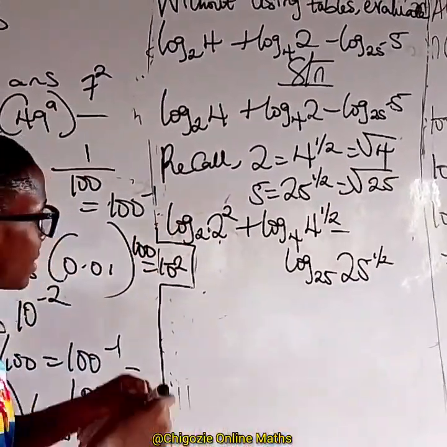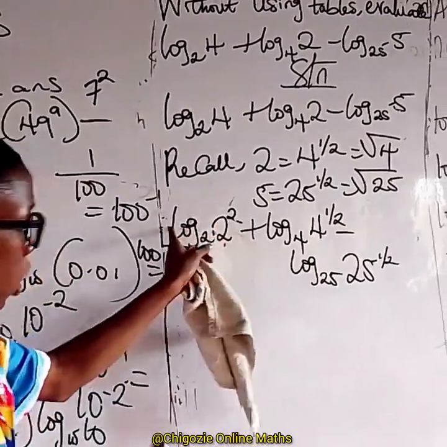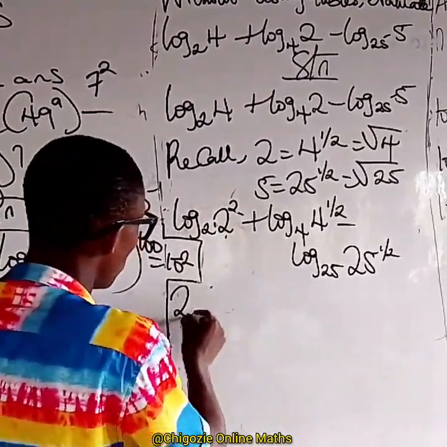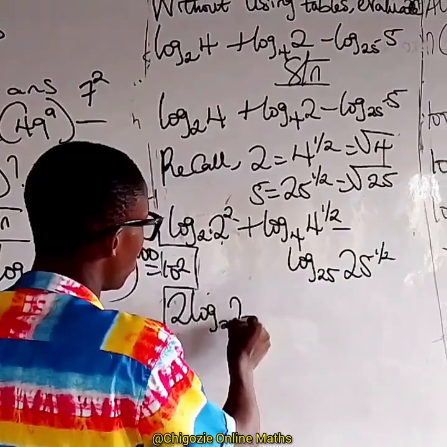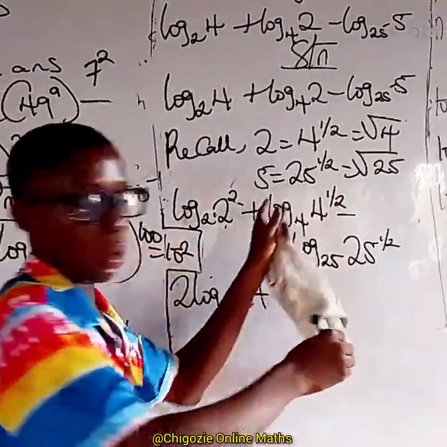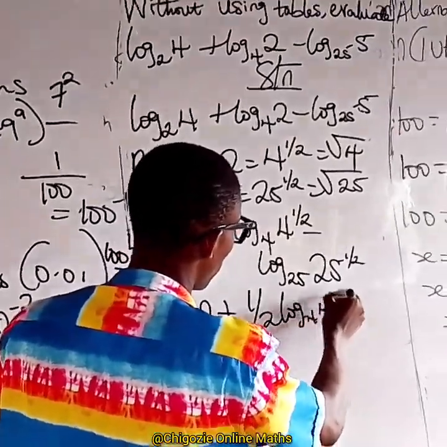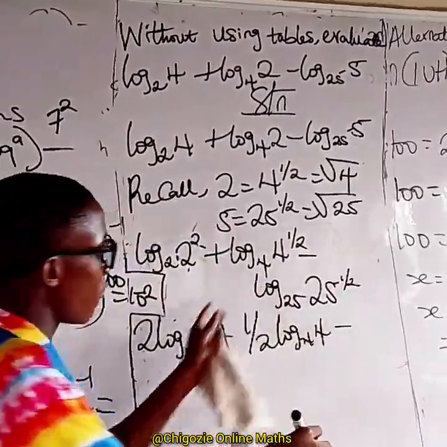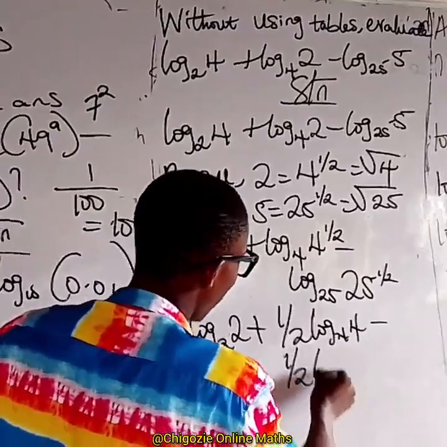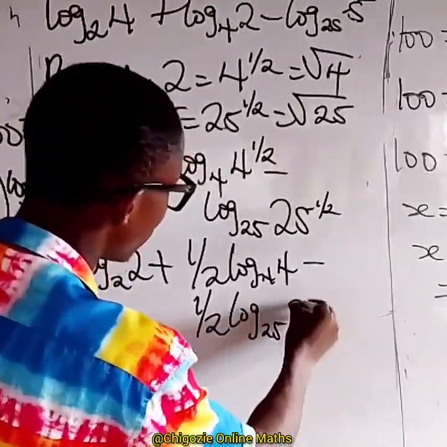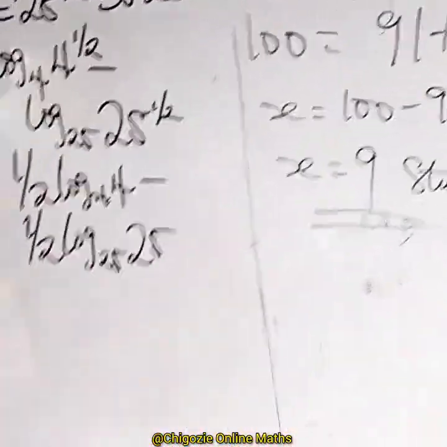Remember in indices, in logarithm, this will come forward. So I have 2 log 2 base 2 plus half will come forward. So half log 4 base 4 minus half will come forward. Half log 25 base 25. The rest will go away, you understand?